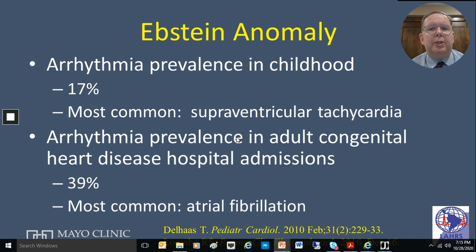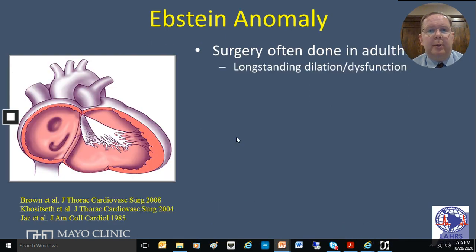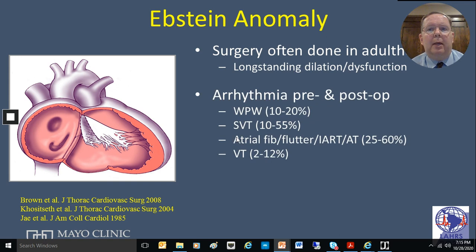The arrhythmia prevalence in childhood is around 17%, with the most common of these being supraventricular tachycardia. The arrhythmia burden goes up further, and in adult congenital heart disease, 39% of hospital admissions are for arrhythmias. The most common of these is atrial fibrillation, but you can see other atrial arrhythmias as well as ventricular tachycardias in these patients. So in Ebstein anomaly, we do what's called the cone repair, and this surgery is often done in adulthood, and this creates a problem with long-standing dilation or dysfunction.